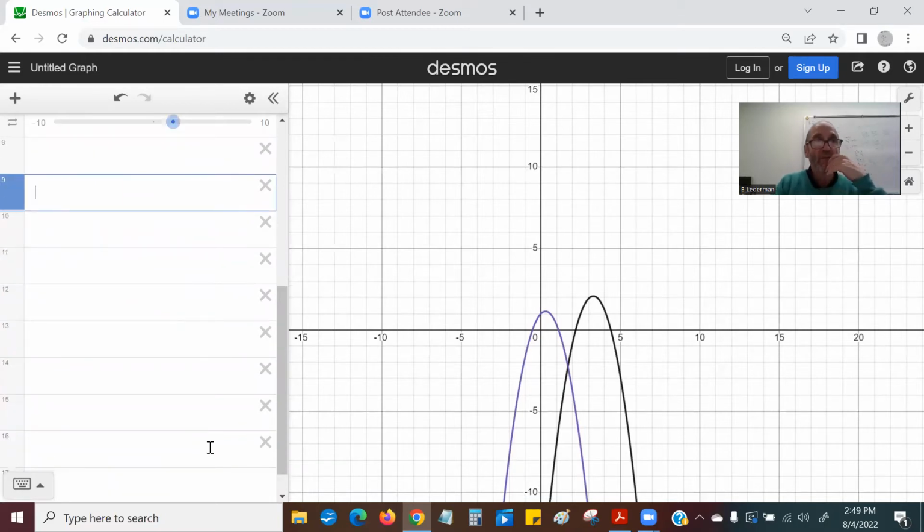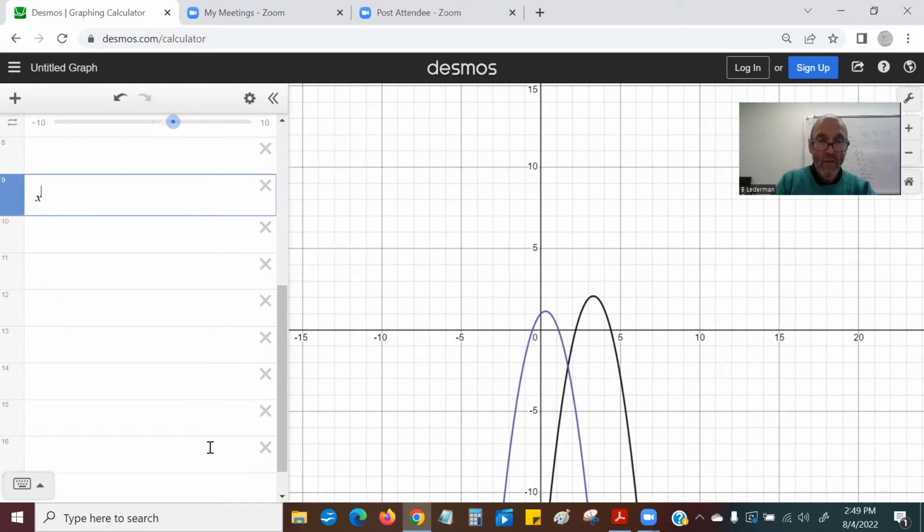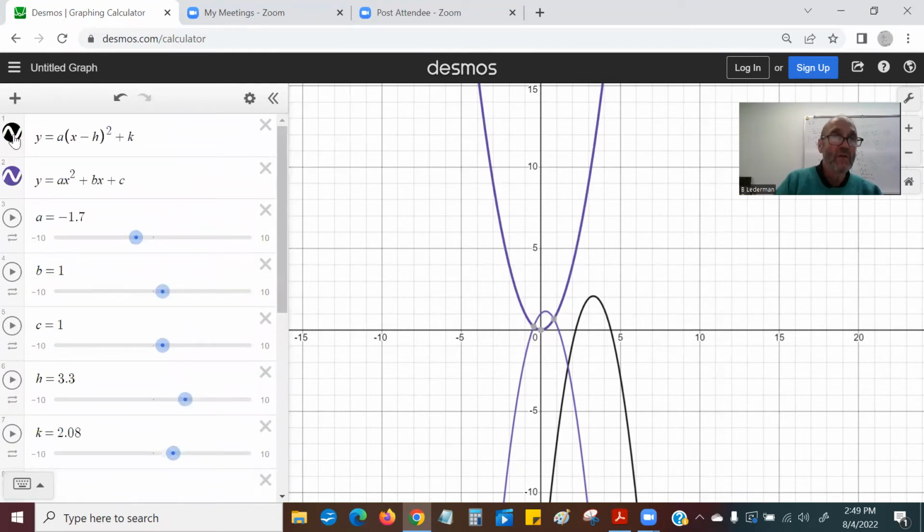Okay, so let's look at what we had here. I'm just going to type in the three parabolas that we graphed on the other page just a minute ago. So we had x squared. I want to make these other ones disappear. We'll look at these guys later, but not now.